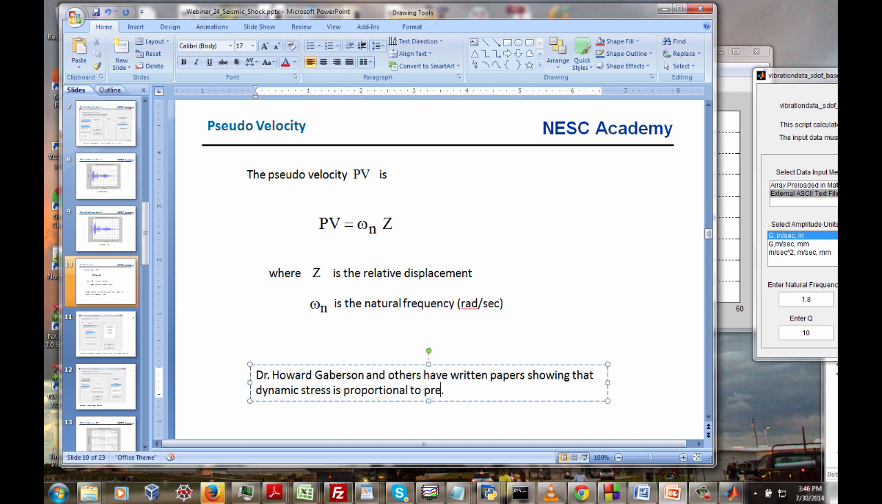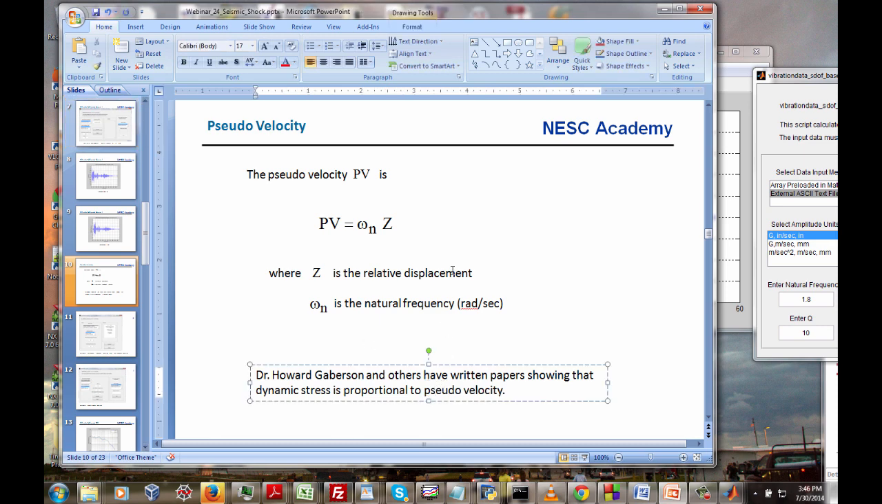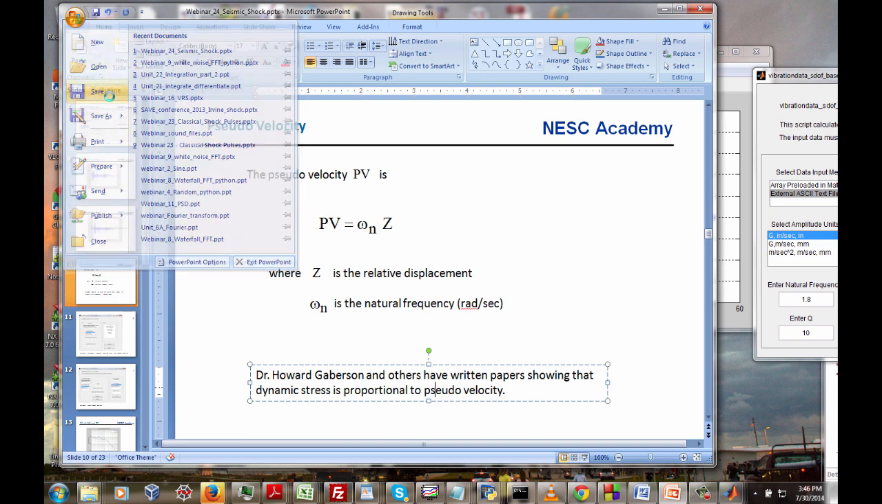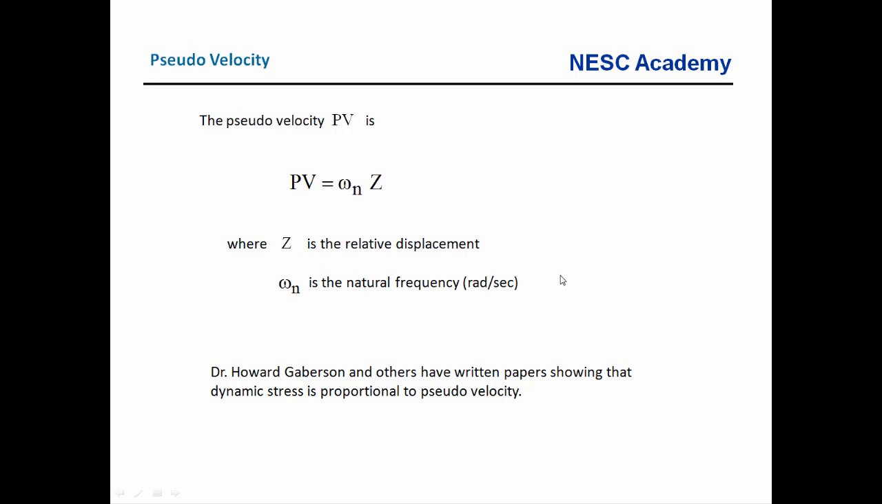So this is a tad embarrassing, but I'm going to change the slide as I speak. Okay, let's fix that. That just doesn't look right, does it? There we go. Sometimes I make mistakes. Okay, fixed. But anyways, the pseudo velocity, PV, is equal to the natural frequency, or you might say the angular natural frequency in radians per second, times the relative displacement. And this is how we would calculate a pseudo velocity.